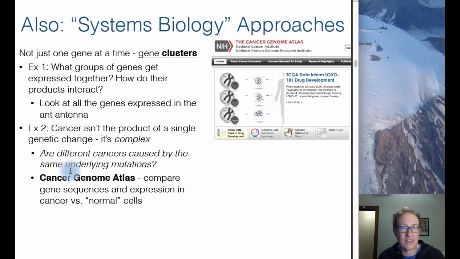And cancer generally isn't the product of just a single mutation somewhere in the genome. There are some exceptions to that. Breast cancer is a classic one, but in many other cases, cancer is a product of a complex collection of changes that takes place in cells. And so in working to tackle problems in understanding how cancer arises, how to treat cancer, how to prevent cancer, biologists have developed a cancer genome atlas to facilitate the comparison of gene sequences and gene expression in cancer cells versus normal cells. So that's another arena that's really grown tremendously over the past decade.